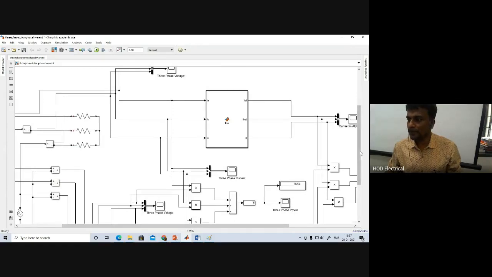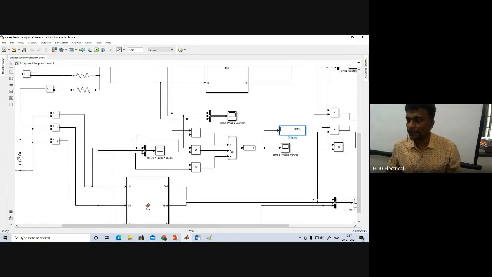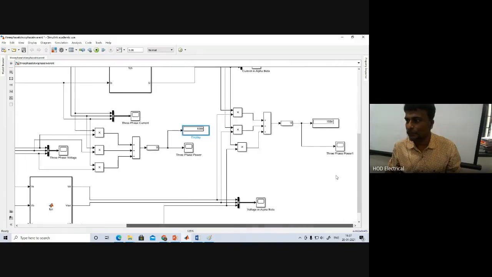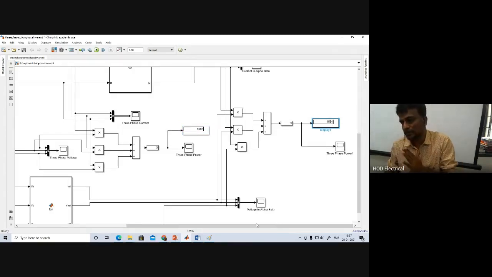Now, if you see here, the display of three phase power is 1.5 kilowatts, 1,584. Similarly, two phase power is also the same, that means power invariant transformation. Total three phase power is same as total two phase power.